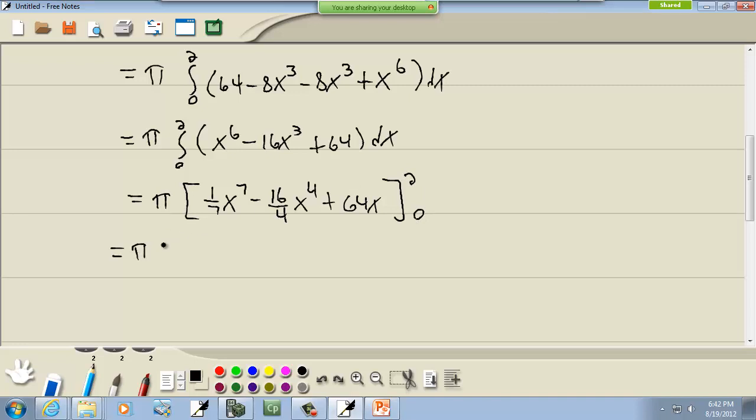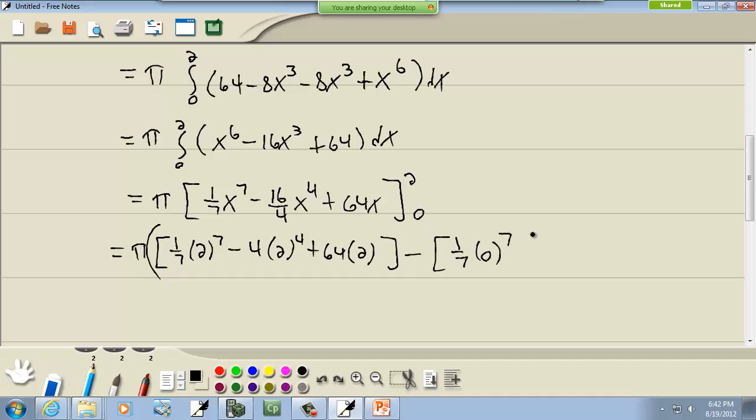I'll plug 2 in. So we got 1/7 times 2 to the 7th minus 16 divided by 4 is 4, 2 to the 4th plus 64 times 2, and we've got pi times all of this. Then 1/7 0 to the 7th minus 4 0 to the 4th plus 64 times 0. That last part just gives us a big 0. So we're just going to deal with this first part.